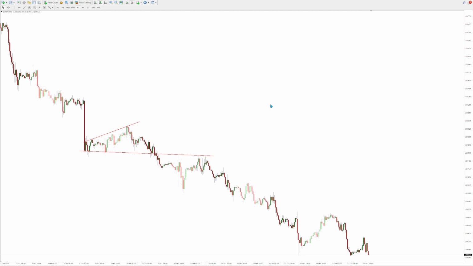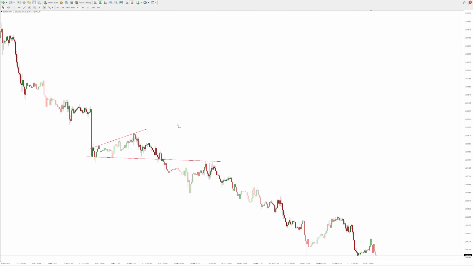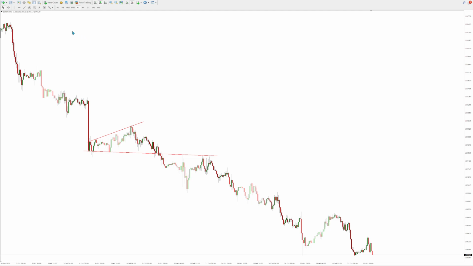I'm using the 1 hour chart because I find that the higher chart time frames tend to be more reliable because they contain more price data. That applies to candlestick patterns, price action, technical indicators. Okay, so the 1 hour, 4 hour, daily, weekly, and monthly charts I tend to look at.